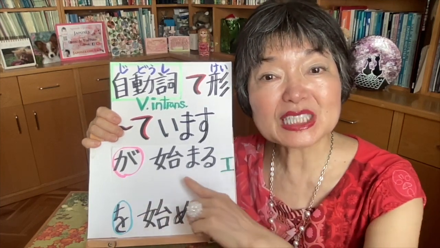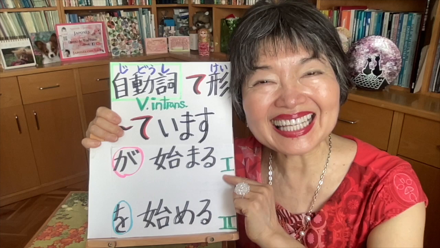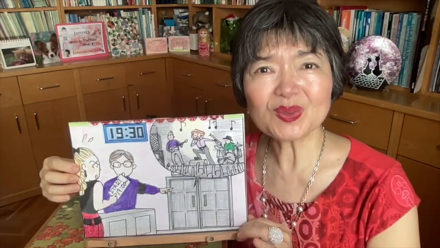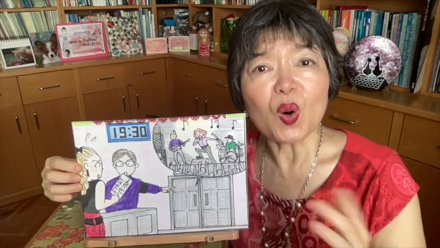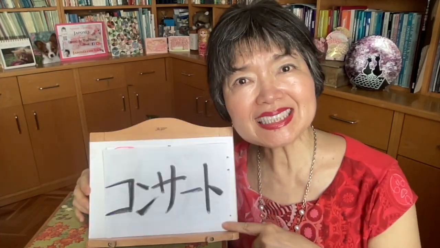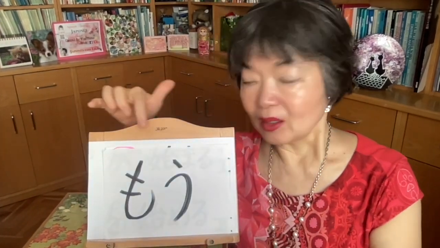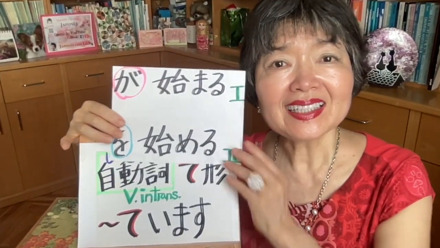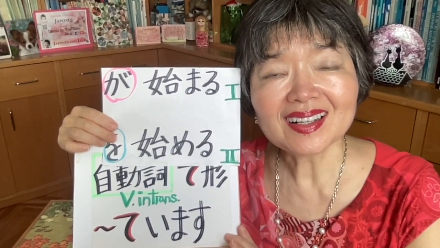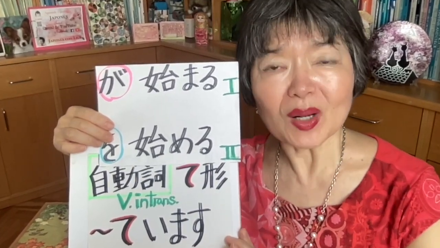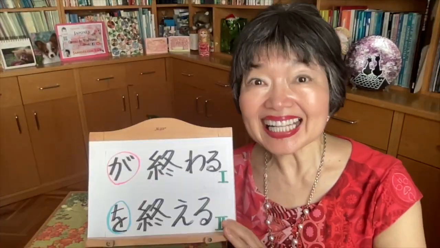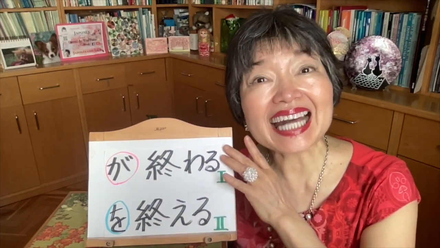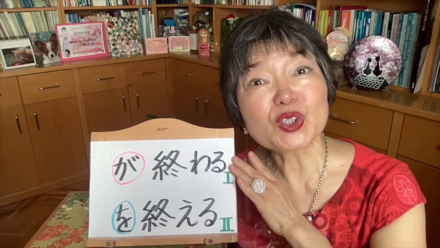Now, the intransitive verb in TE form and います。And this is the state. In this case, 始まっています。Something has started. Oh, the concert has already begun. コンサートはもう始まっていますよ。Intransitive verb. Something finishes. Something が終わる。This is group 1.